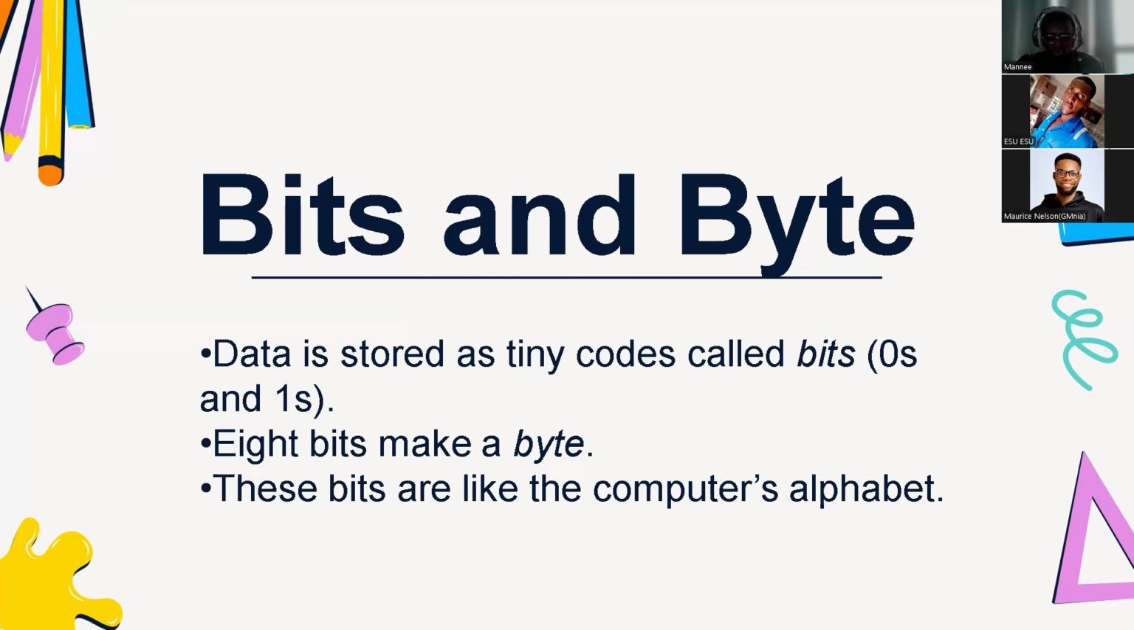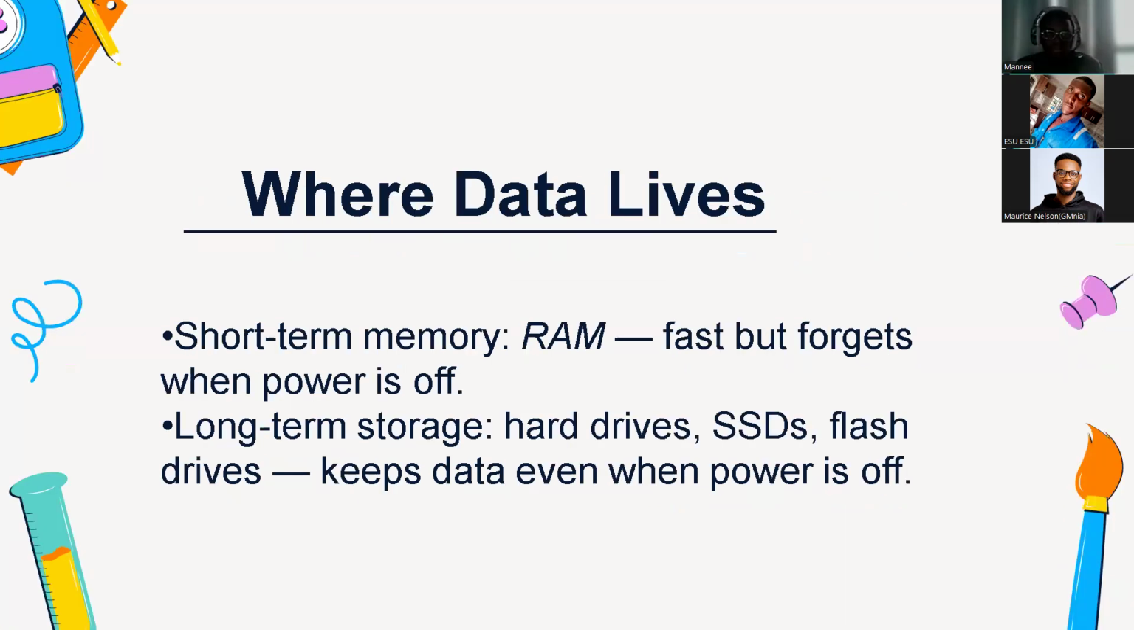These bits go from 1 bit to 8 bits, which makes up a byte, and so on and so forth. Now, these bits are all like the computer's alphabet, the same way you would have ABC in the English language. The bits make up the alphabet for the computer. This is the language the computer understands. And where does data live?